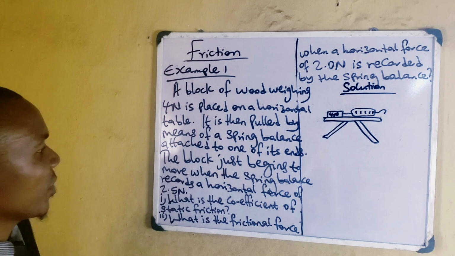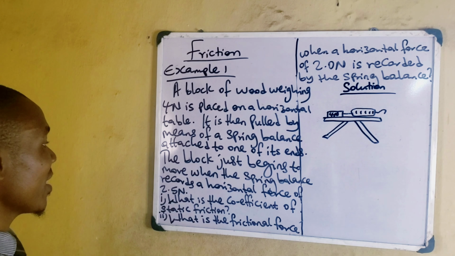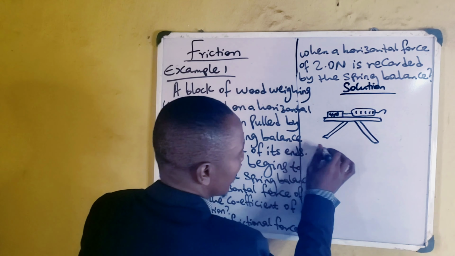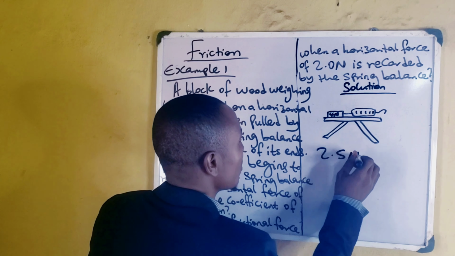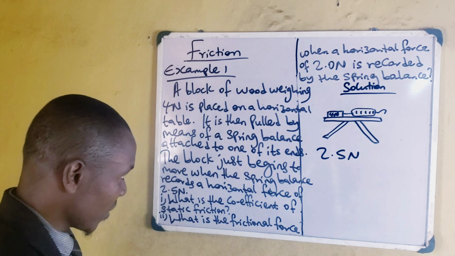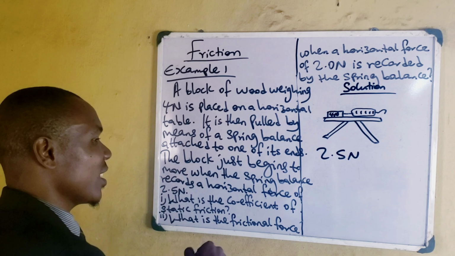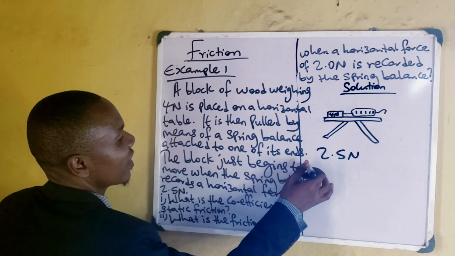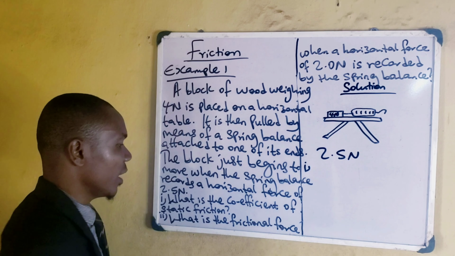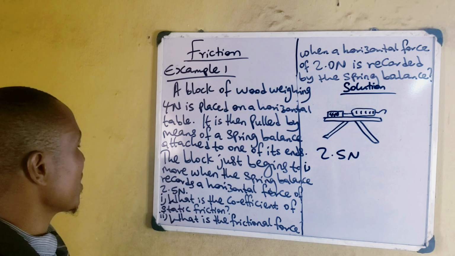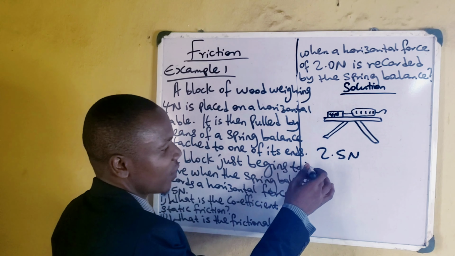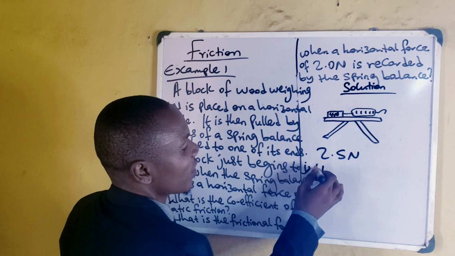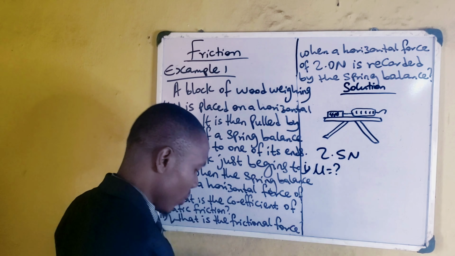The block just begins to move when the spring balance records a horizontal force of what? 2.5 newtons. We have it like this, 2.5 newtons. That is what this thing records. That is the force that has been applied. Is it clear? The first question says you should find what? The coefficient of static friction. All right, so we are looking for this coefficient of static friction. That is what we are looking for.